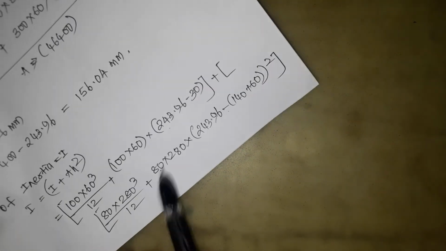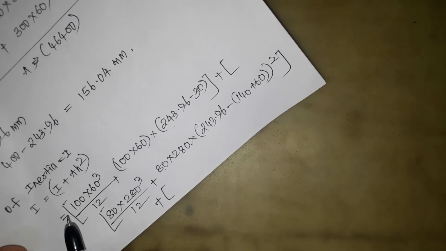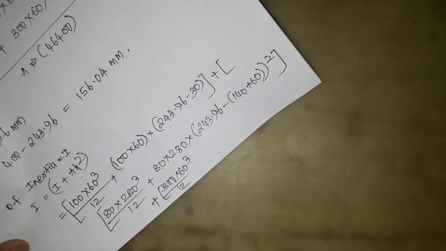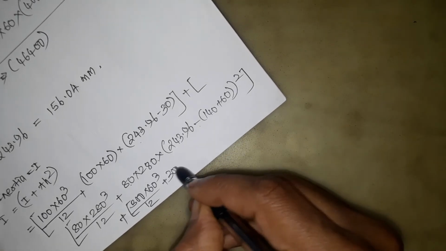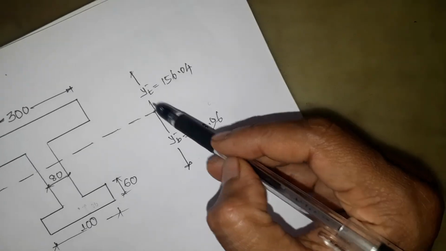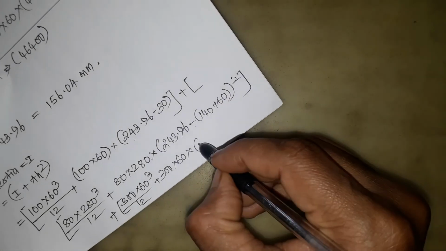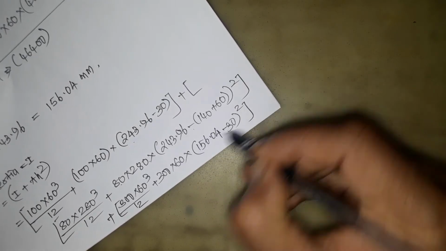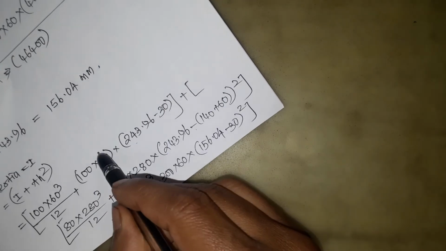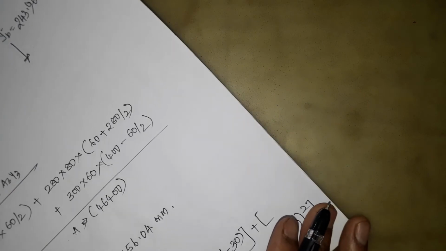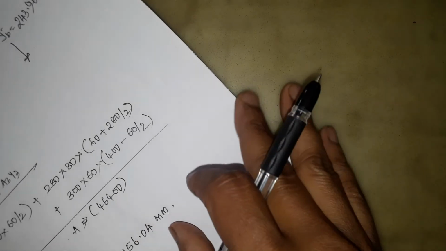Okay, so then plus again for top flange, so it is 300 into 60 cube by 12 plus 300 into 60 into H, which you can say directly here is 156.04 minus 30 bracket. Okay, so this is for bottom flange, for web, and for top flange. So all together you have to add. After adding, you will get that.